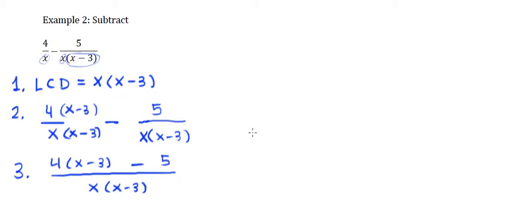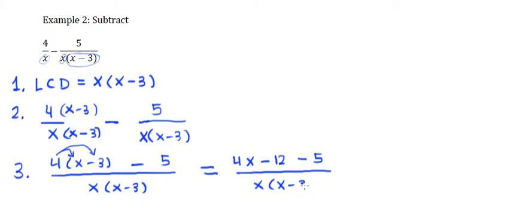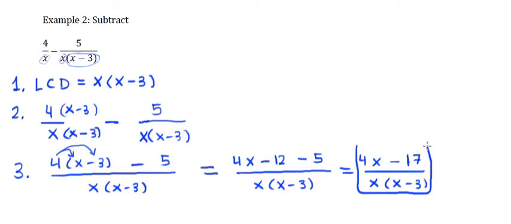Follow basically case 1. Okay, so working this out, we're gonna get 4x minus 12 minus 5 over x times x minus 3. Remember, the denominator stays the same in factor form. Now just simplify this guy. 4x minus 12 minus 5 is minus 17 over x times x minus 3. At this point, there is nothing else we can do to simplify, right? So it means that this is the final answer.